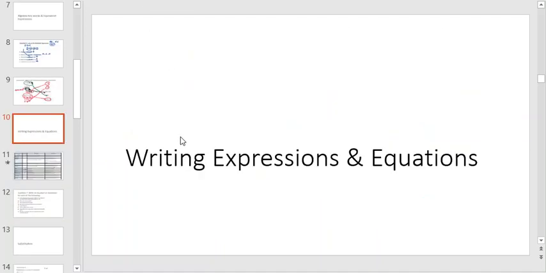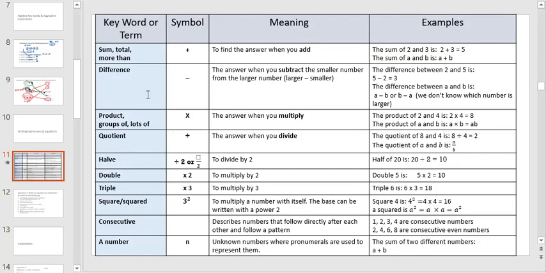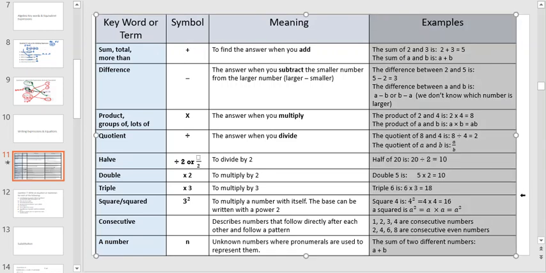Okay, our next section is writing expressions and equations. So you will see some worded sentences or worded problems, and we need to write expressions from those. Now, before we do that, can you please make sure you write this down if you haven't got it already? And if you do have it, just please make sure you revise all of this.